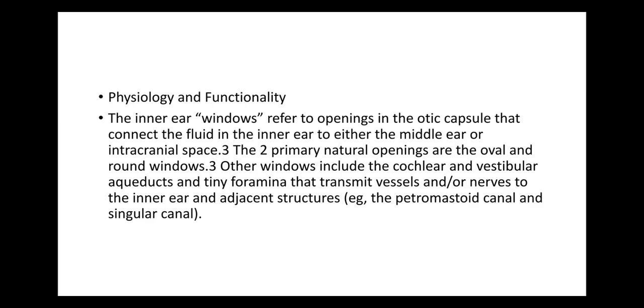Physiology and functionality. The inner ear windows refer to openings in the otic capsule that connect the fluid in the inner ear to either the middle or intracranial space. The two primary natural openings are the oval and round windows. Other windows include the cochlear and vestibular aqueducts and tiny foramina that transmit vessels and nerves to the inner ear and adjacent structures.